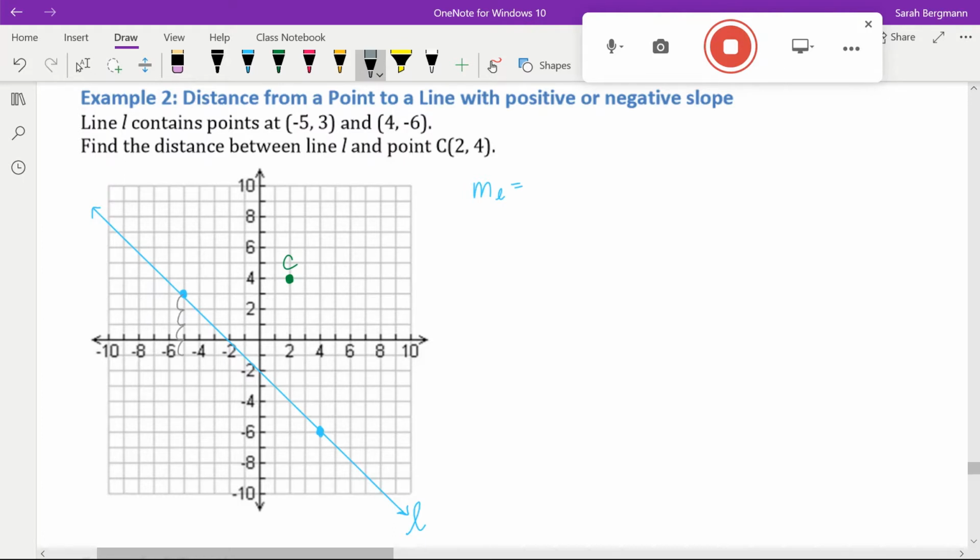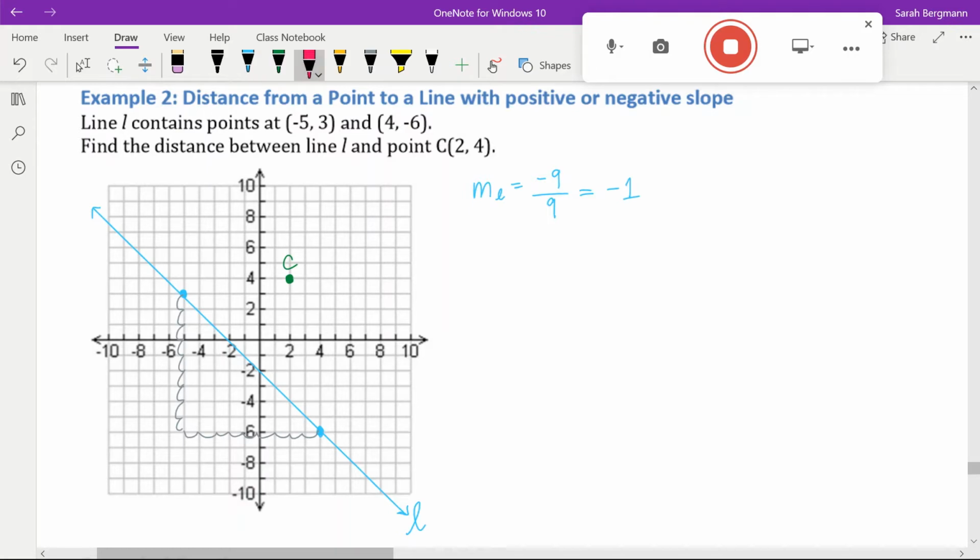1, 2, 3, 4, 5, 6, 7, 8, 9. So negative 9 is the rise since I'm going down. And then I have to go over 9 units as well. So the run is also 9. This can simplify to negative 1.